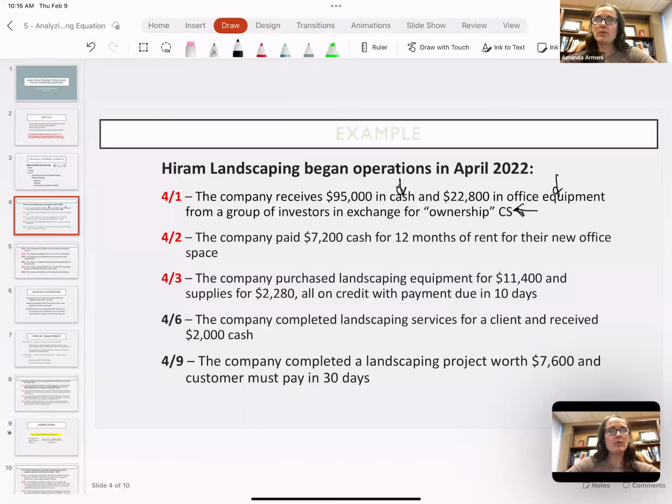So in this example, we are providing services to a customer and receiving cash. So we have to think to ourselves, what are the account names that make the most sense to use, right? Well, right off the bat, we know cash. That's going to be one of them.